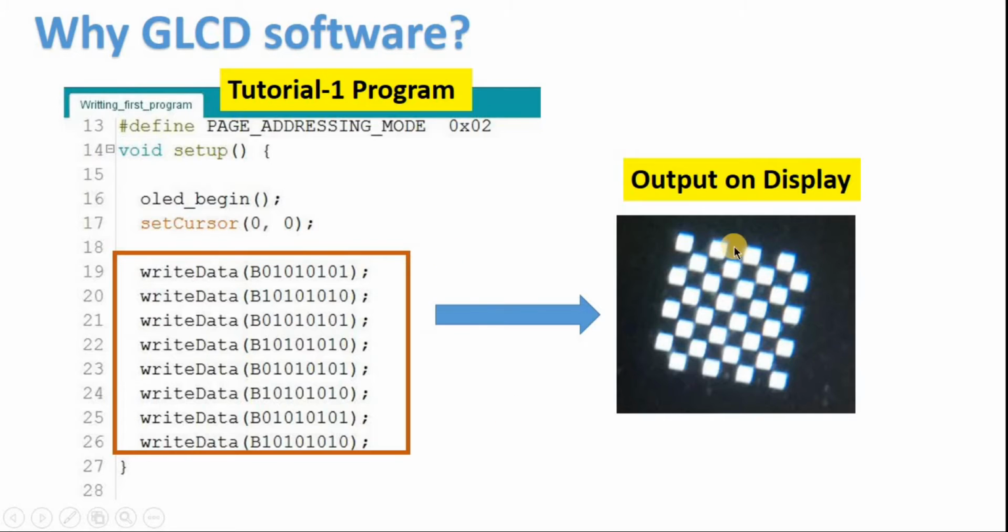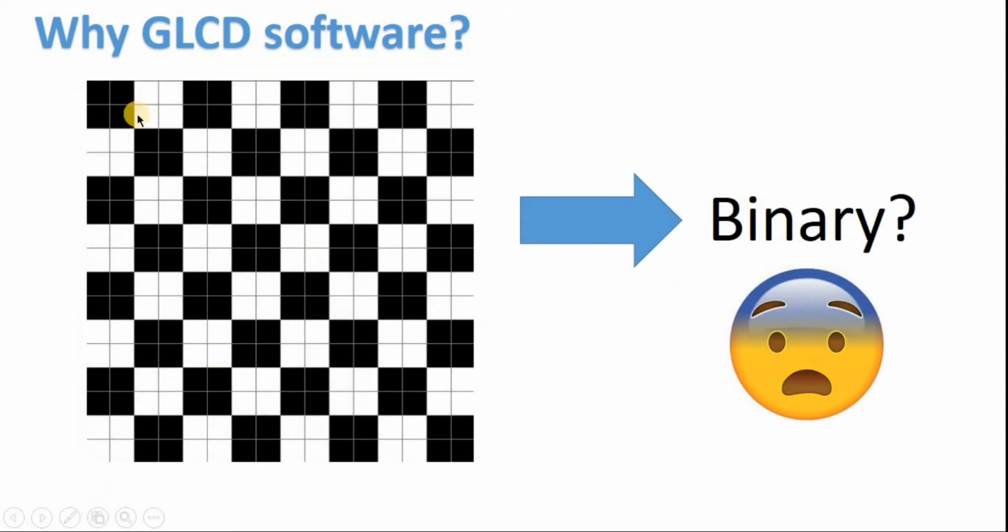In tutorial 1, we displayed this pattern, that is, this chessboard layout, and to display this we sent this bit stream to OLED. But it is very hard to calculate a binary bit stream for a complex pattern like this, or any font, or any alphanumeric character. So we will use GLCD software for that.